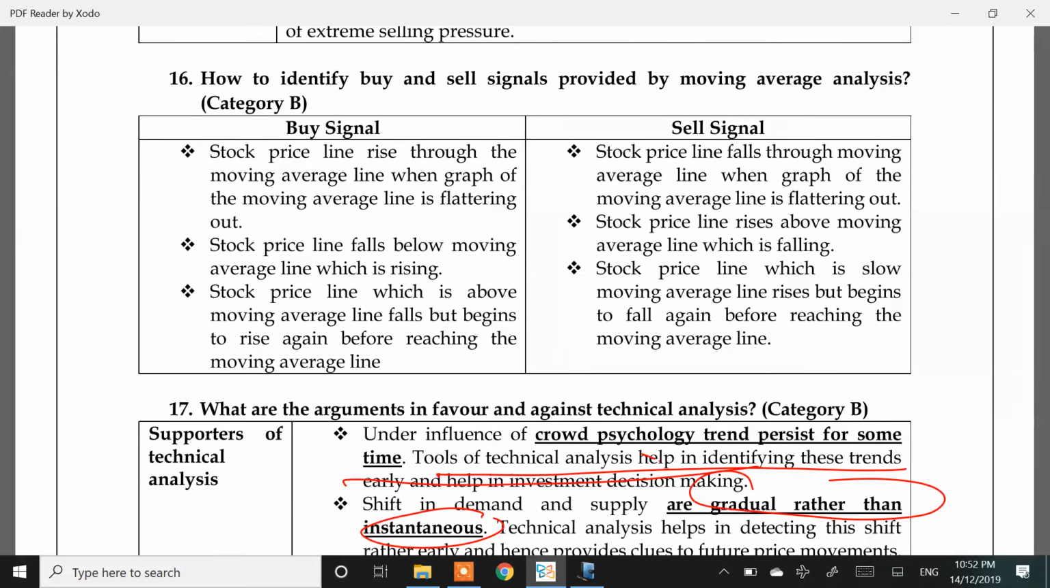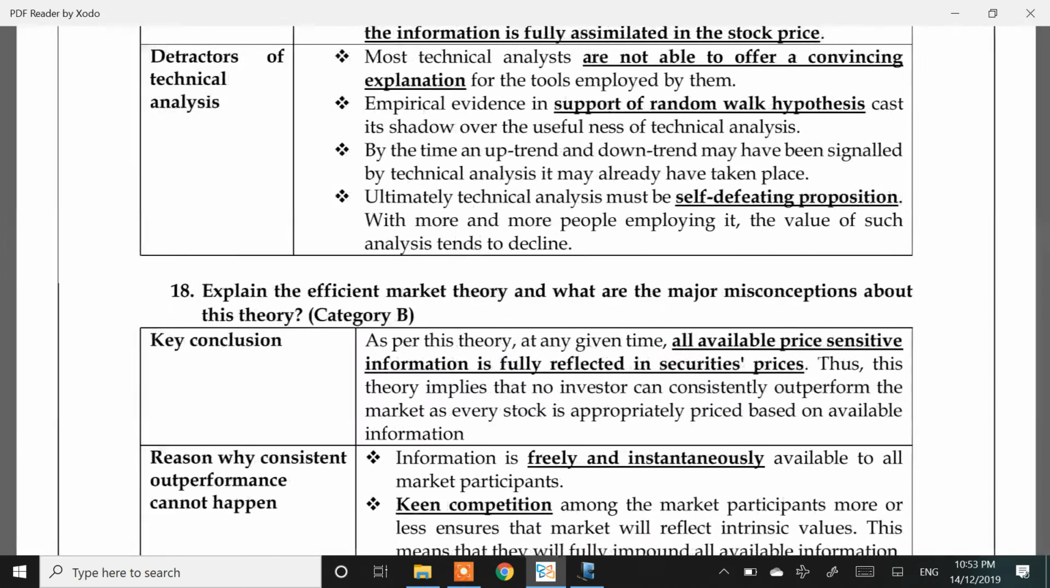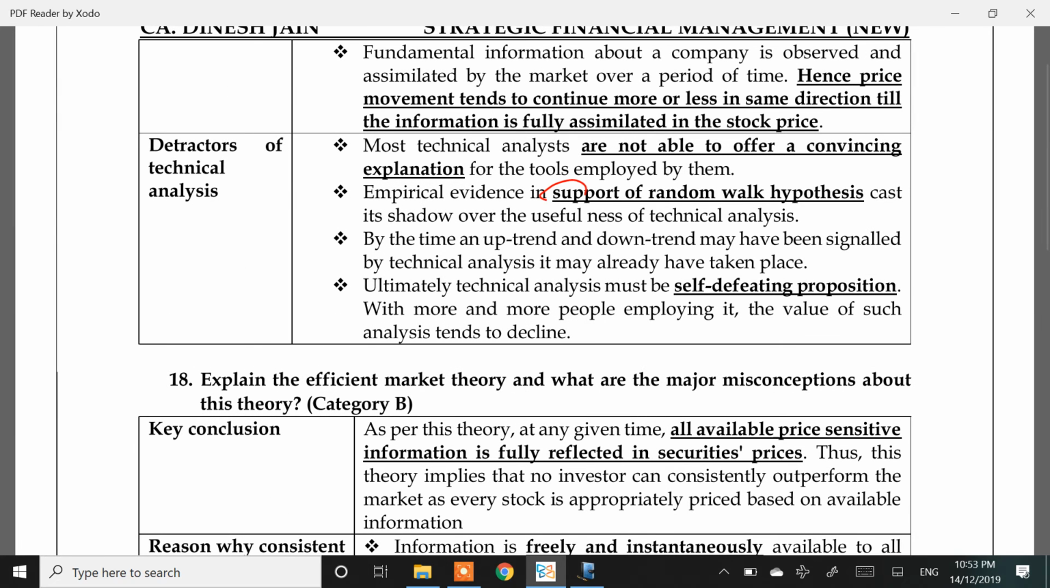Also, there is the random walk theory, which said that it is impossible for anybody to predict stock markets. If it's impossible to predict stock markets, then what is the point of doing technical analysis? Where are the patterns going to happen? So there is empirical evidence in support of the random walk hypothesis.